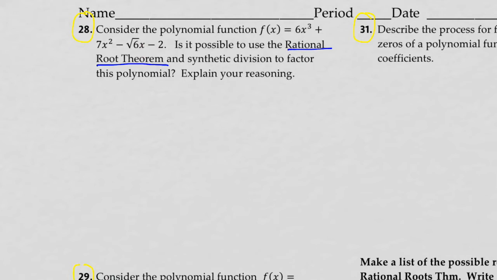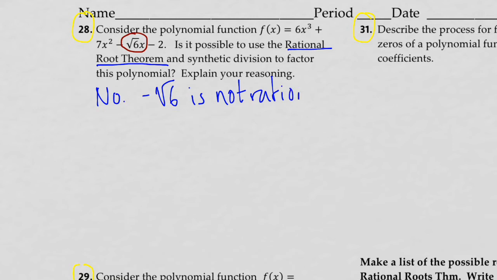However, we cannot use it here simply because of this. Right? You guys look at that one right there. The coefficient of that x is radical 6, negative radical 6. That's not rational. So that means that we cannot use the rational root theorem or the rational zero theorem, which is the same thing. Right? So basically your answer is no. The negative radical 6 is not rational. All of the coefficients should be rational.